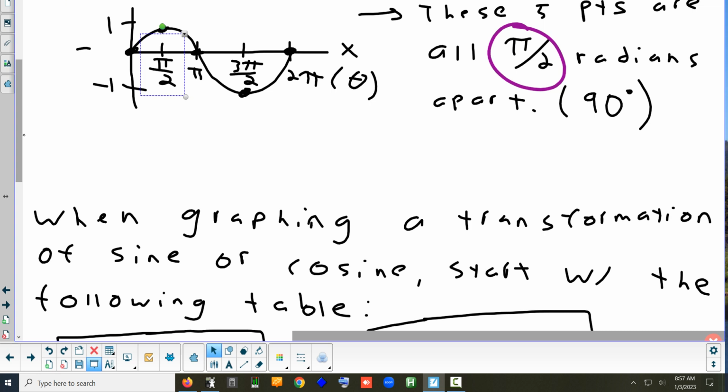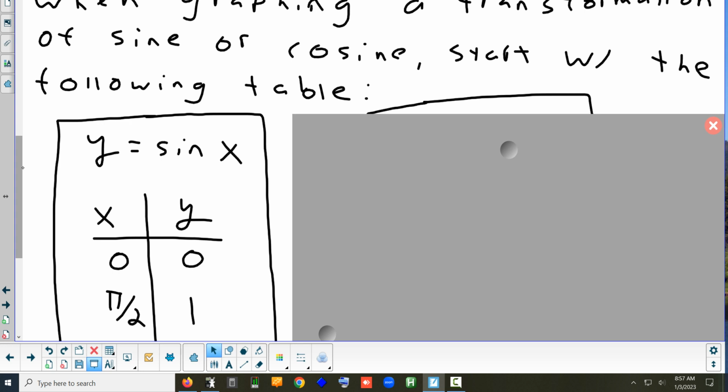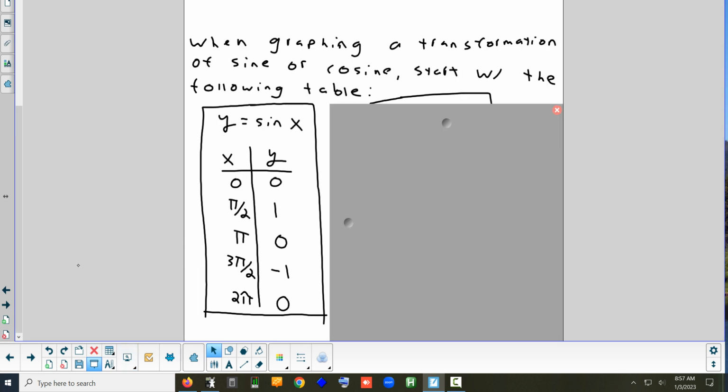So we've got 0, 0. Pi over 2 is up at 1. Pi, the next one is going to be at 0. Three pi over 2 is negative 1. And 2 pi is 0. This one is really a repeat of that. They're the same one. It just depends on how you think of it. This is the end of the first cycle. It's also the beginning of the second cycle. It's where the first one ends and the second one starts.